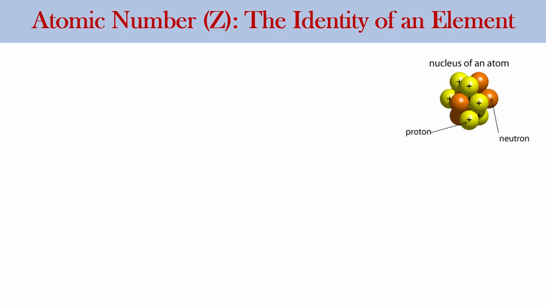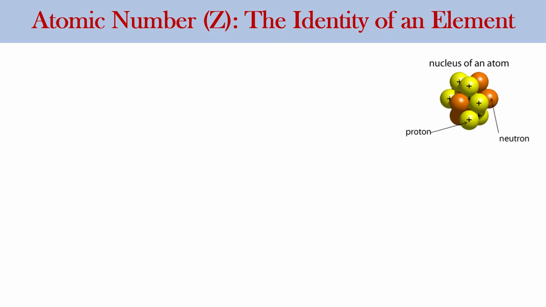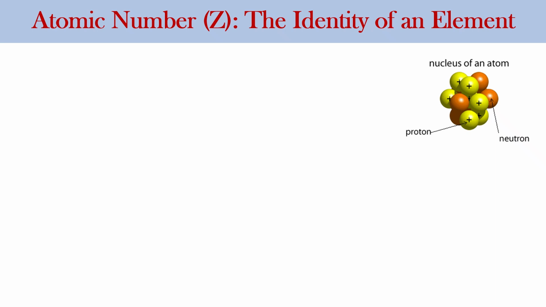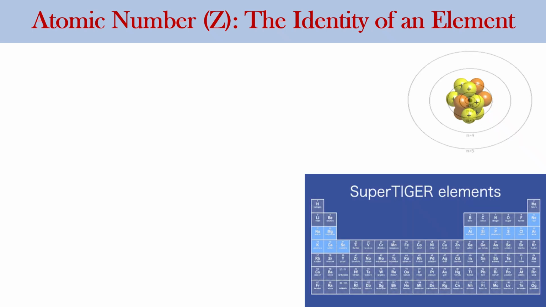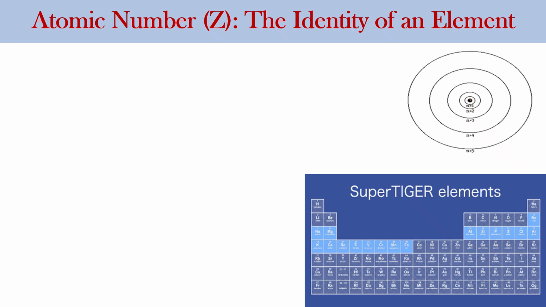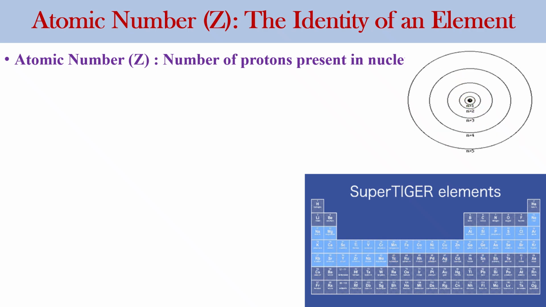So, atomic number is the most important property of an atom because it defines its identity. The nucleus contains positively charged particles called protons, and the number of protons is fixed for a particular element. If the number of protons changes, the atom becomes a different element. Changing only one proton completely changes the identity of an atom. So atomic number is not just a number, it is a fingerprint of an element.